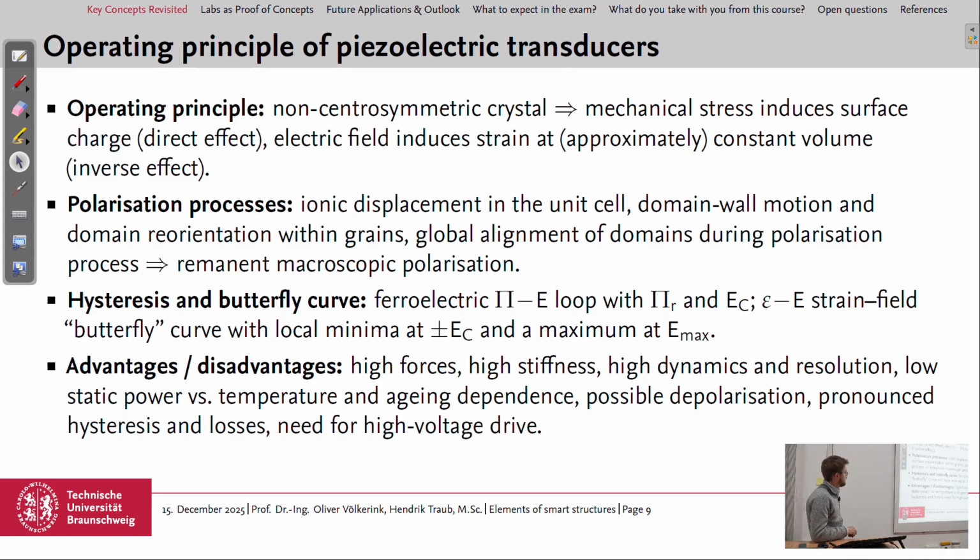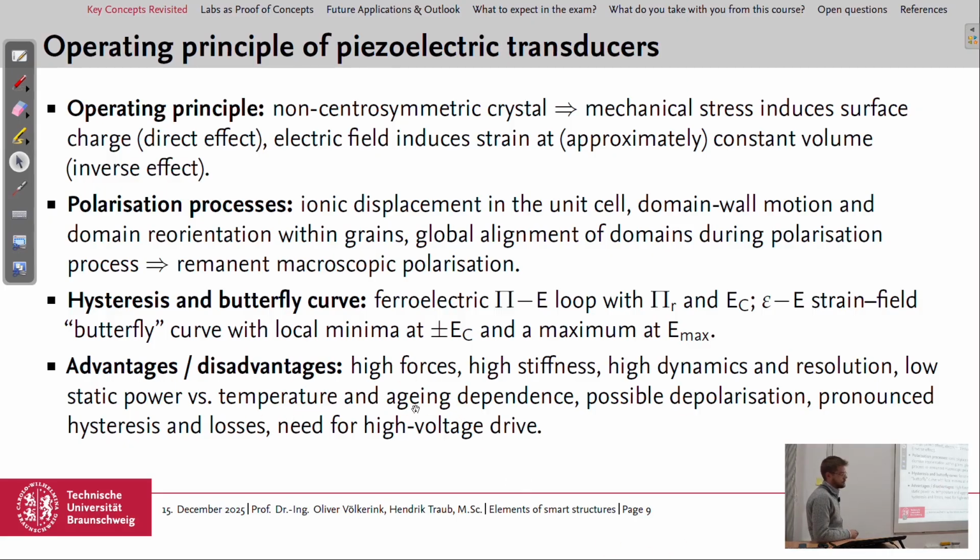Then we had 2 typical curves, hysteresis and the butterfly curve. First one is a ferroelectric polarization over electrical field loop. We have marked there the remanent polarization and the coercive field strength, and the butterfly curve is the curve which shows the strain over the electrical field. And there we had local minima at the coercive field strength and also a maximum at the maximum field.